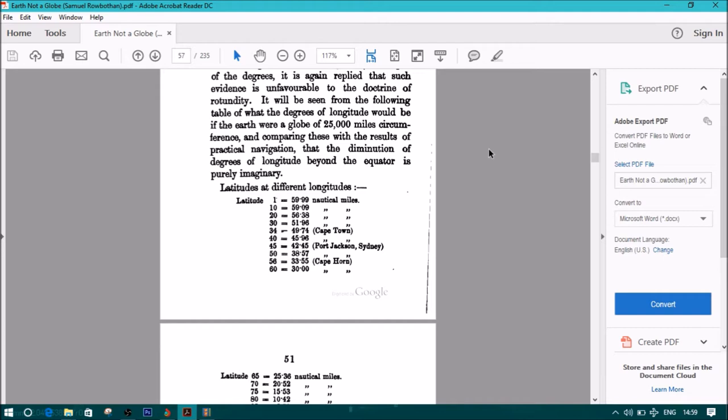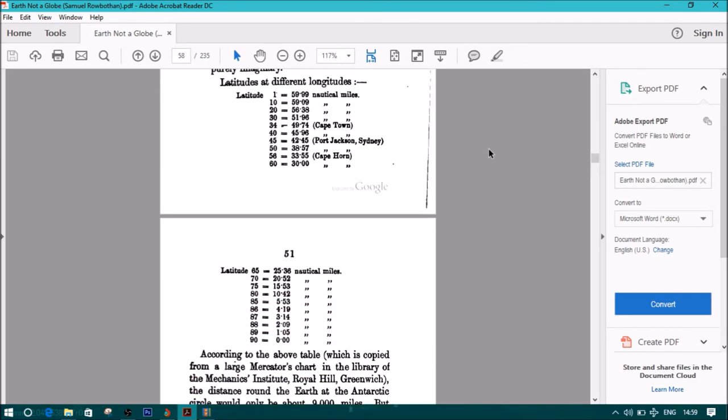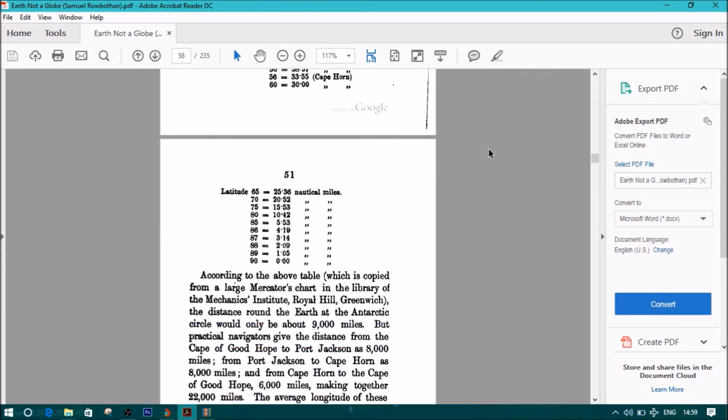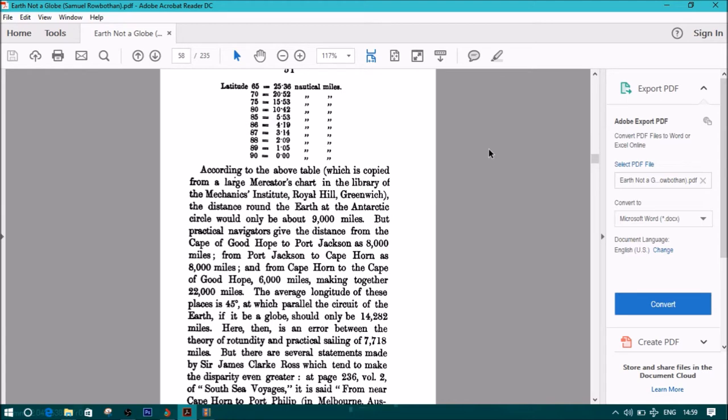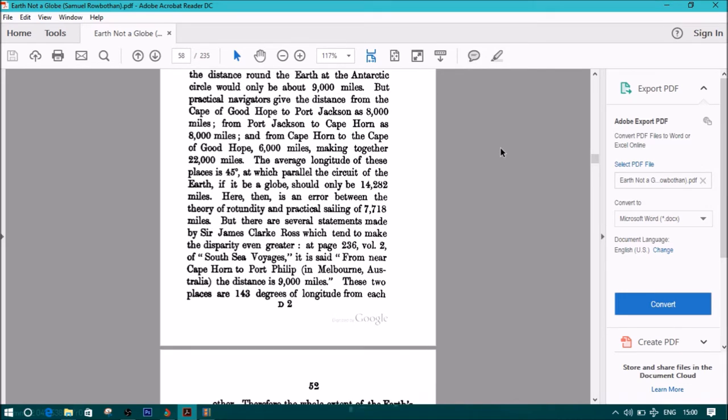According to the above table, which is copied from a large Mercator's chart in the Library of the Mechanics Institute, Royal Hill, Greenwich, the distance round the Earth at the Antarctic Circle would only be about 9,000 miles, but practical navigators give the distances from the Cape of Good Hope to Port Jackson as 8,000 miles, from Port Jackson to Cape Horn as another 8,000 miles, and from Cape Horn to Cape of Good Hope 6,000 miles, making together 22,000 miles. The average longitude of these places is 45 degrees, at which parallel the circuit of the Earth, if it be a globe, should only be 14,282 miles.